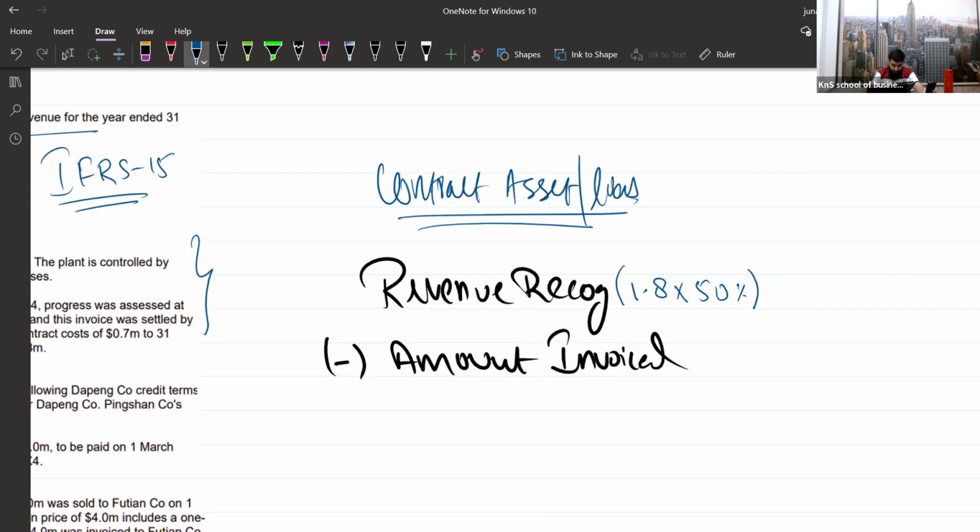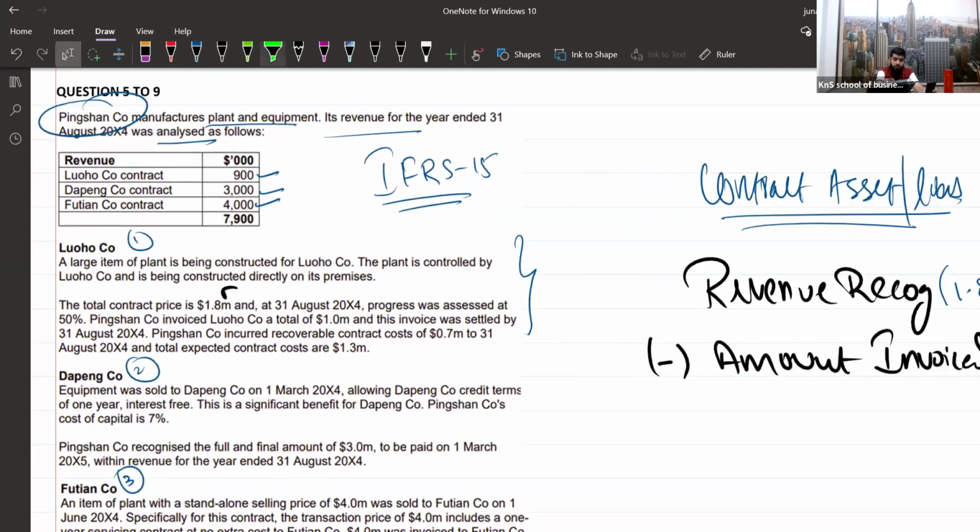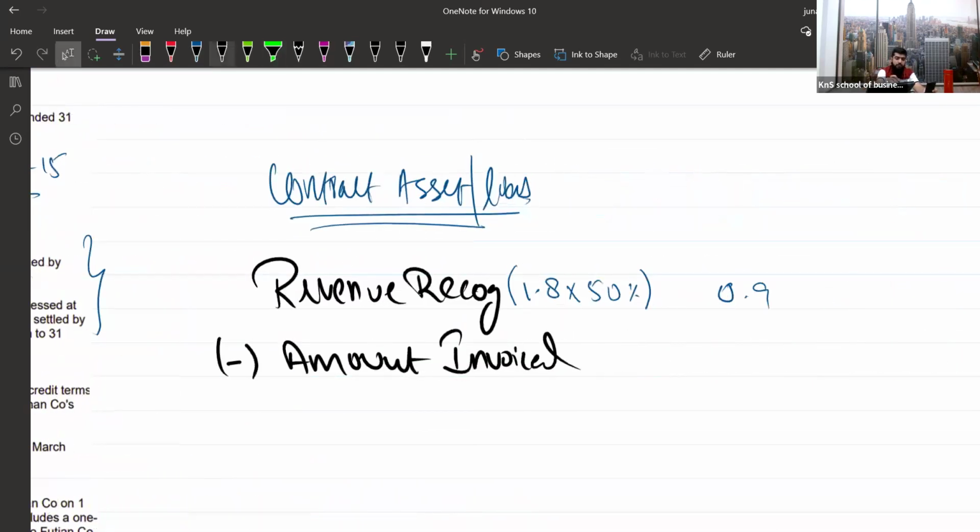1.8 times 50%, that is 0.9, is the revenue recognized. And the amount invoiced, it's written in the question, that is 1 million. 1 million amount is invoiced, no matter whether it is paid or not, but 1 million is the amount invoiced, which means that you have invoiced more and you have served less. You have invoiced 1 million, but so far the revenue recognized is 0.9.